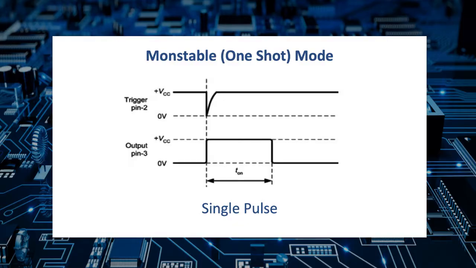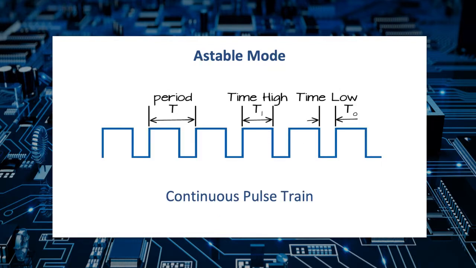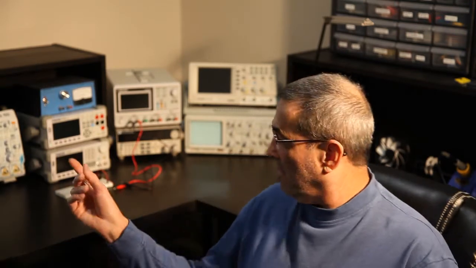The timer operates in two modes. Monostable mode, where it emits a single pulse for a specified time based on a trigger input, and astable mode, where it emits a continuous stream of pulses at a given frequency and duty cycle that's determined by a capacitor and two resistors. We'll look at both of those in theory and in the lab. In fact, I've already got our first circuit set up on the bench. So let's get to it.